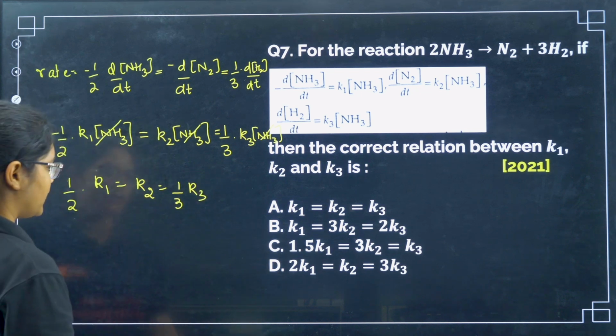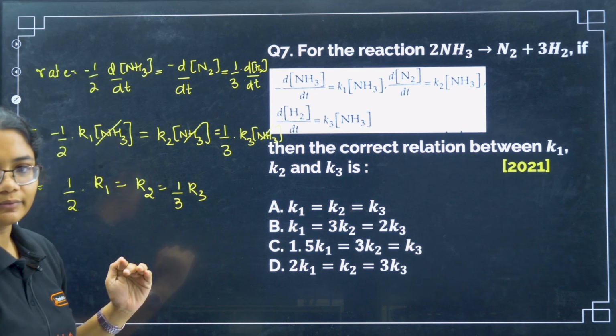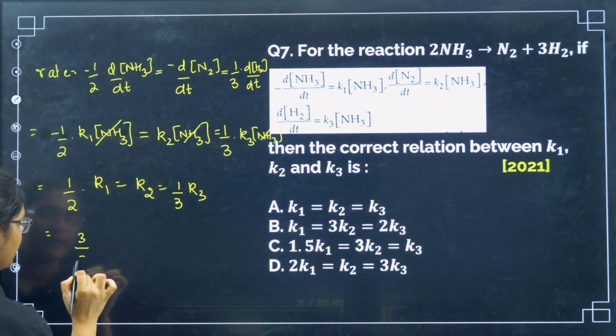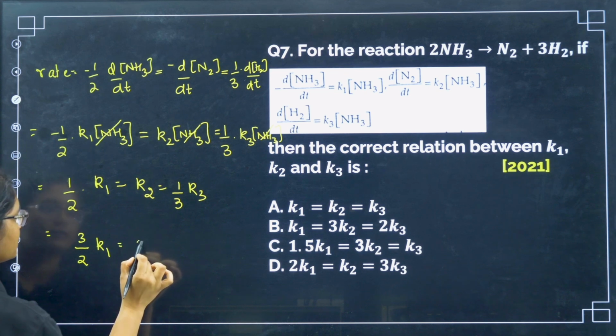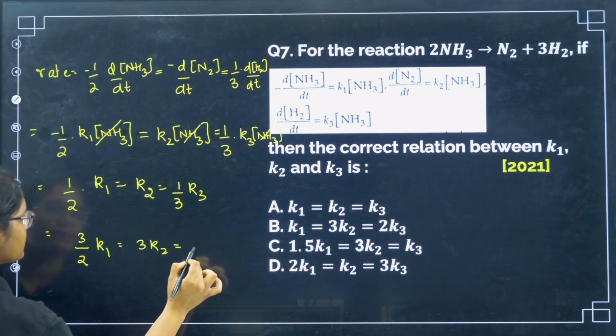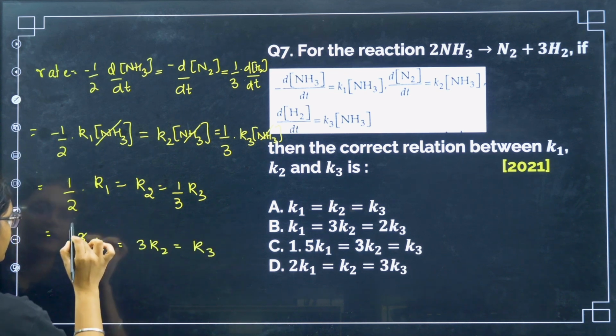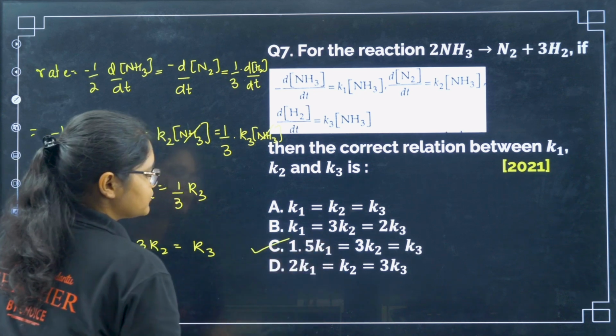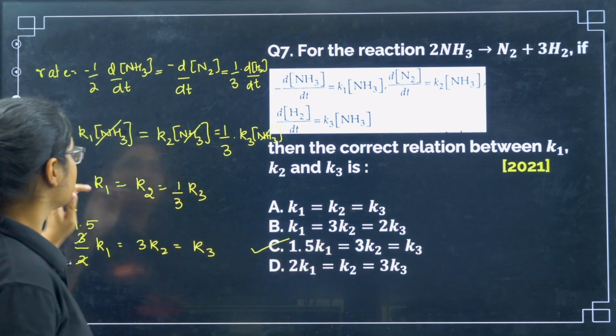Now what I'll do is multiply 3 to the whole equation normally, okay. If I multiply 3 to the whole equation, I will get 3 by 2 K1, 3 K2, K3. Then I'll get 1.5 K1, 3 K2, K3. So that is option number C here, okay.